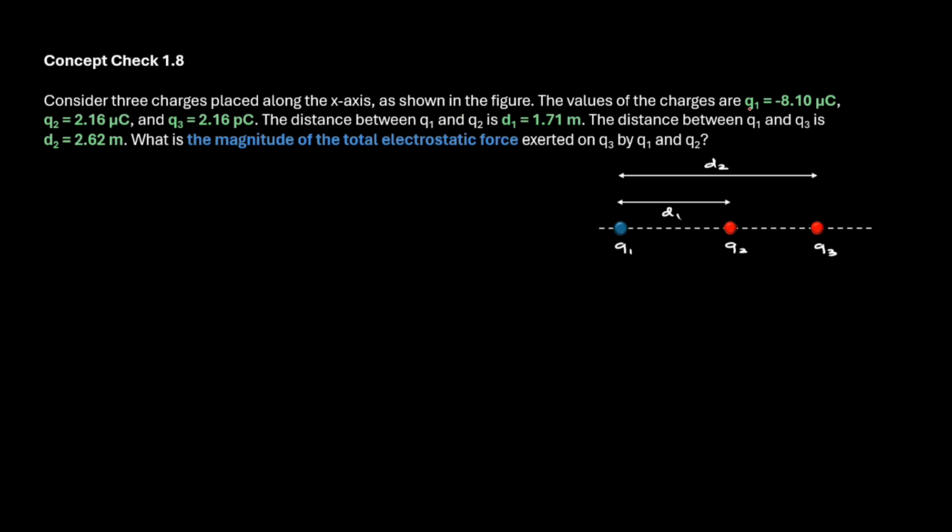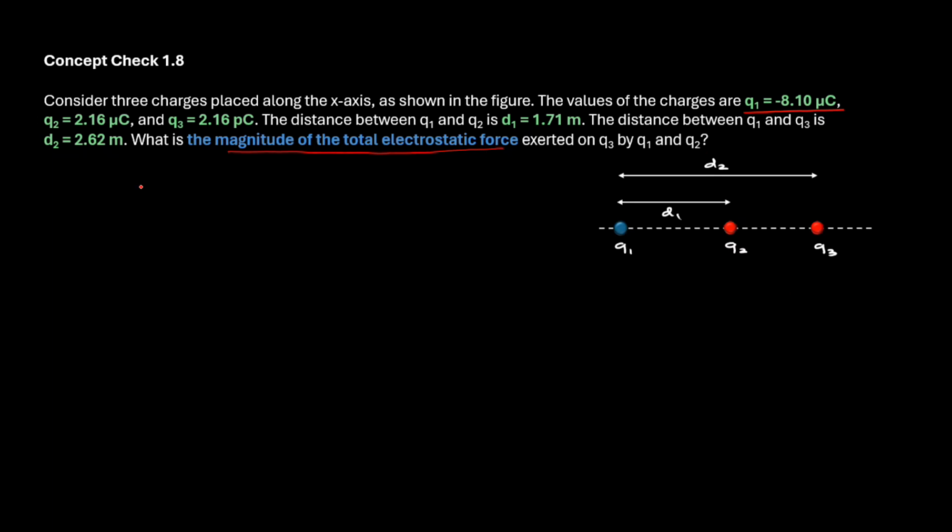The values of the charges are Q1 equals negative 8.10 microcoulomb, Q2 equals 2.16 microcoulomb, and Q3 equals 2.16 picocoulomb. The distance between Q1 and Q2 is D1 as shown in the figure here, which is 1.71 meter. And the distance between Q1 and Q3 is D2, which is 2.62 meter. What is the magnitude of total electrostatic force exerted on Q3 by Q1 and Q2?